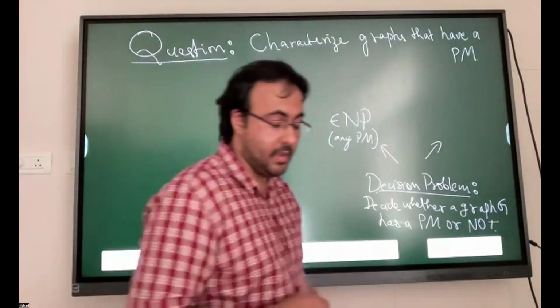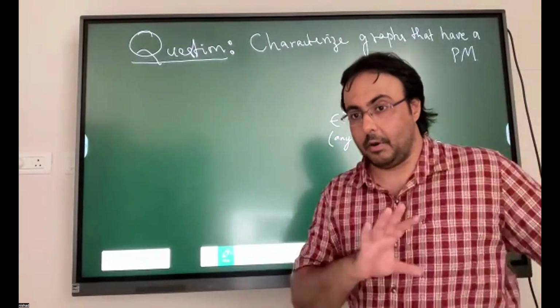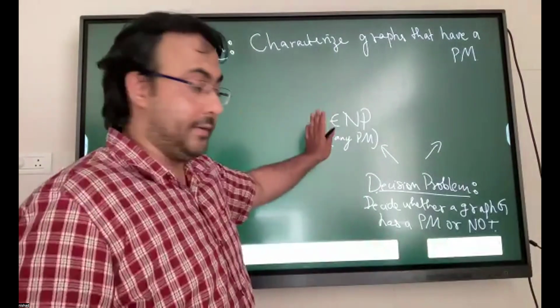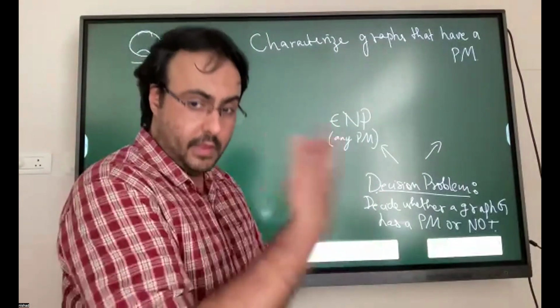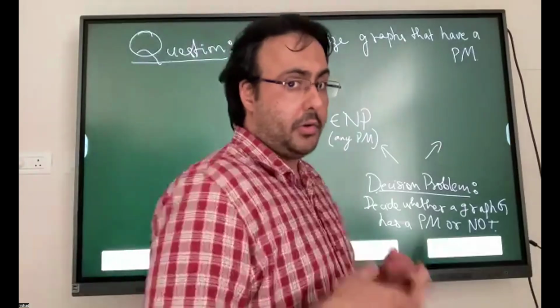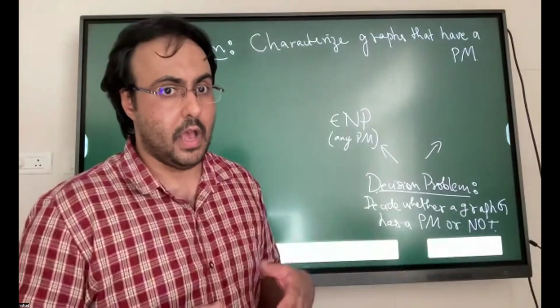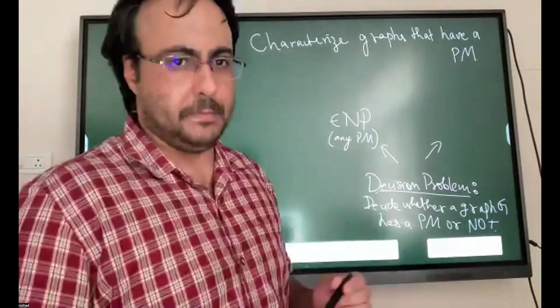We are not talking about how to find a perfect matching. That is about P. That is not about NP or co-NP. So if you want to convince somebody that a graph has a perfect matching, you just show them a perfect matching. Done. Now consider the other situation. You want to convince somebody that a given graph does not have a perfect matching. How would you convince somebody that a given graph does not have a perfect matching?